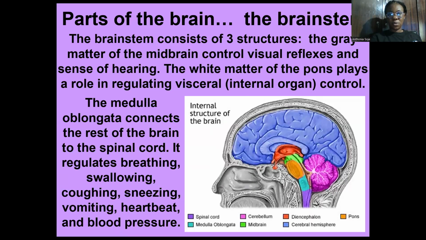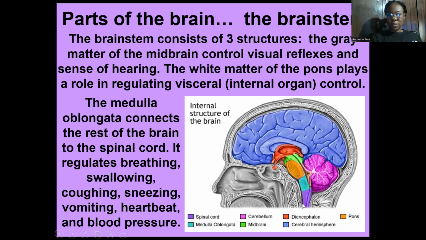The brainstem consists of three structures: the gray matter of the midbrain, which controls visual reflexes and the sense of hearing; the white matter of the pons, which plays a role in regulating the internal organs' function; and the medulla oblongata, which connects the rest of the brain to the spinal cord. It regulates breathing, swallowing, sneezing, vomiting, heartbeat, and blood pressure.